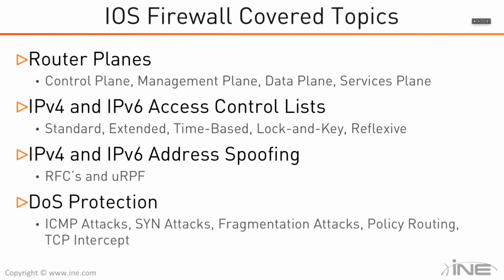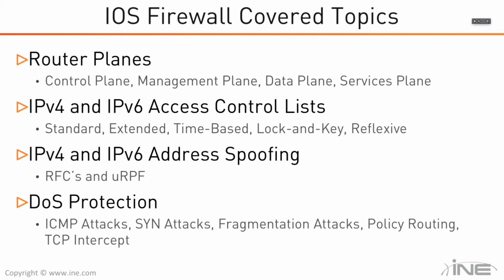Then we're going to go to other data plane security features. We're going to speak about a couple of options for simple denial of service protection, like ICMP attacks, TCP SYN flood attacks, fragmentation attacks, policy routing, and TCP intercept. Primarily, we're defining this because, as we're going to see, a couple of these options, which are also standalone features on the IOS router, are actually built into our zone-based policy firewall, our main topic within the IOS Firewall mini course.